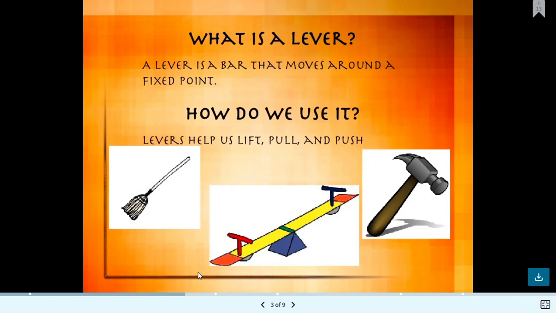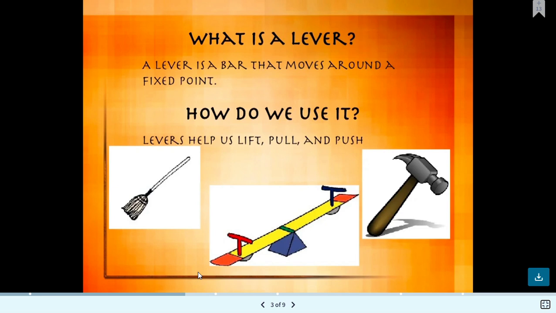A lever has three parts. How many parts? Three parts. The first is the effort, the second is the load, and the third is the fulcrum. In a lever, the support on which the rod of the lever rests is called the fulcrum of the lever. The lever rotates about the fulcrum.